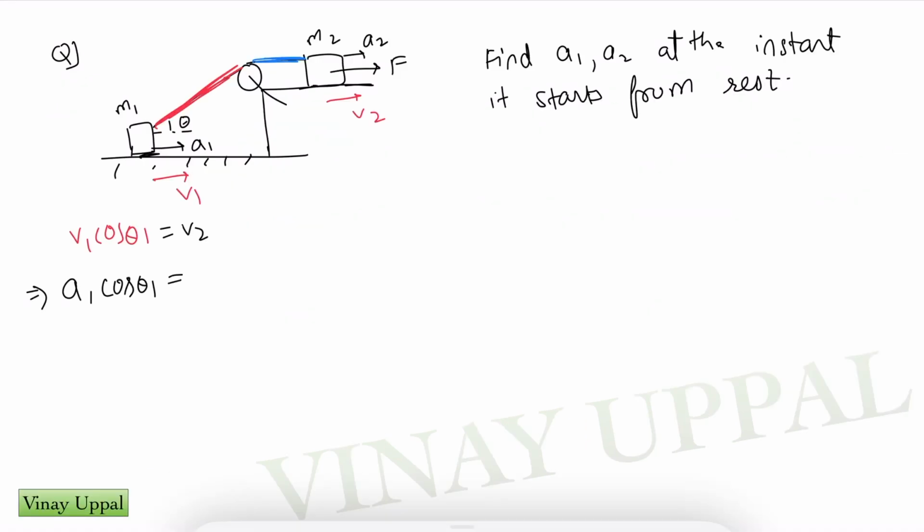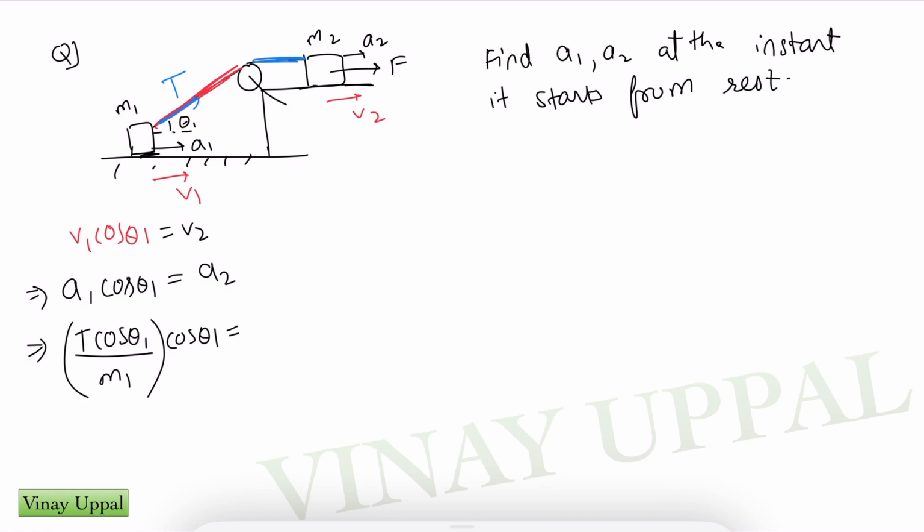So the derivative on the right hand side would simply be A2. So this is my constraint equation, and then we can substitute A1. So what is the force acting on the block M1? You have a tension T. So A1 can simply be written as T cos theta 1 divided by M1. This is the horizontal component of tension times cos theta 1.